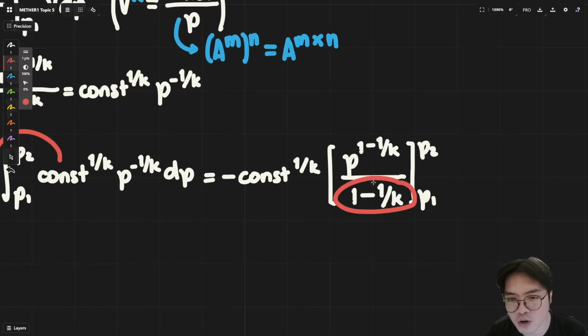Notice that this 1 over 1 minus k is actually just a constant. You don't have to substitute anything to get here. So what you can do is pull out the 1 minus 1 over k at the bottom.